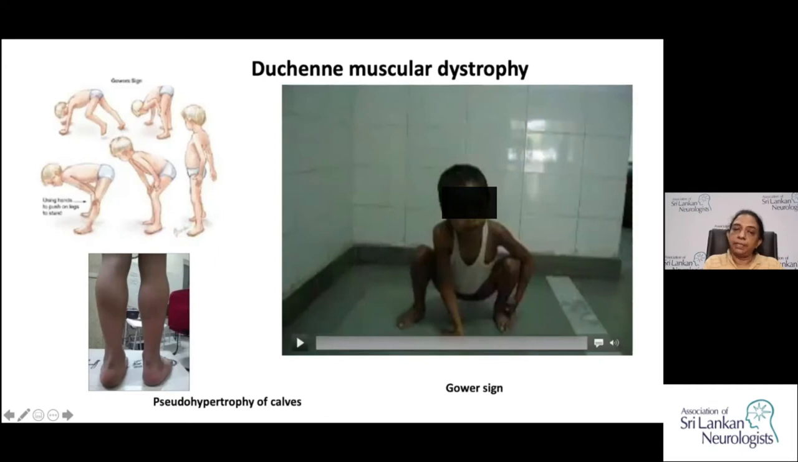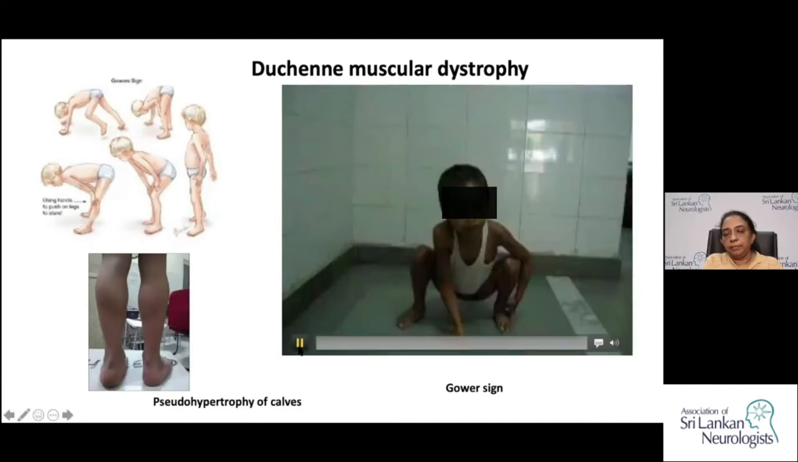But Becker muscular dystrophy is slightly different because it comes on at a later age, and it's less severe than Duchenne muscular dystrophy. Duchenne muscular dystrophy presents around 3 to 4 years of age, whereas in Becker muscular dystrophy, we may be seeing them in the late first decade, about 9 to 10 years.